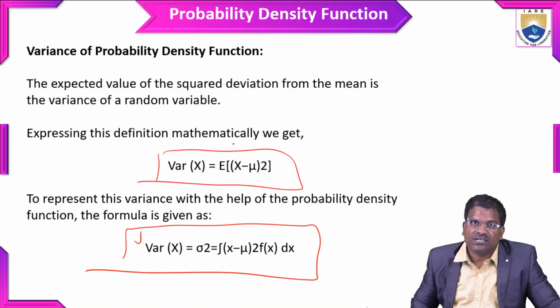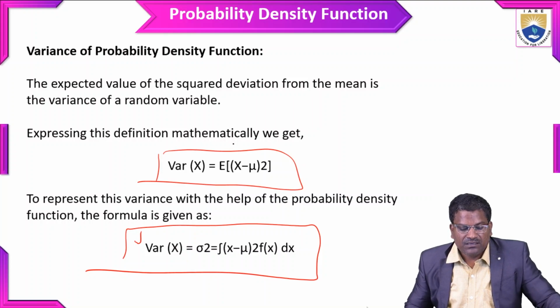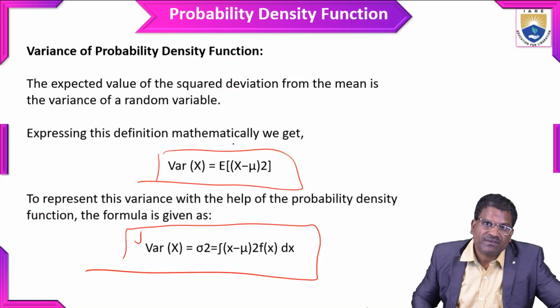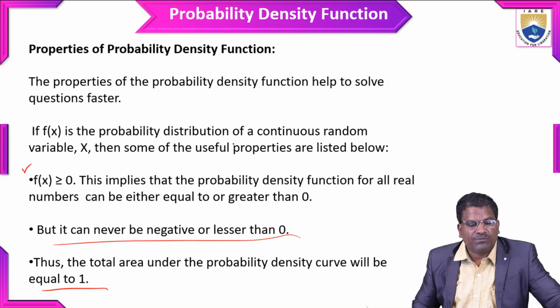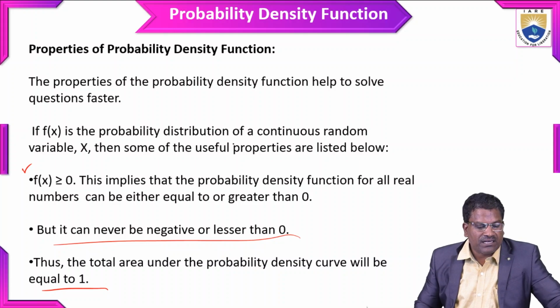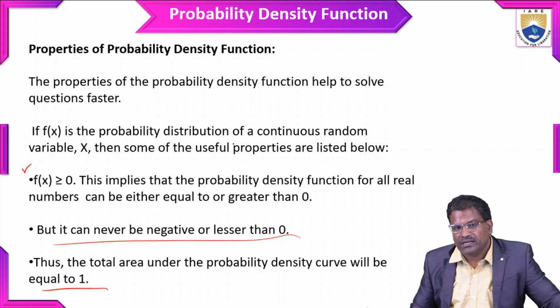So let us see, calculate variance. Variance of x is equal to sigma square is equal to integral (x minus mu) whole square into f of x dx. Now let us analyze some properties. F of x is greater than or equal to 0. It can never be negative or less than 0. Thus the total area under the probability density curve will be equal to 1.